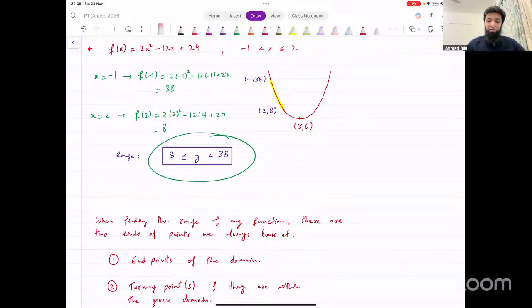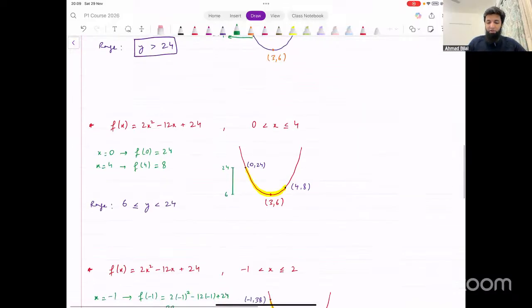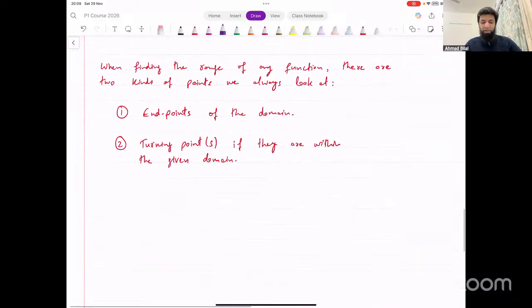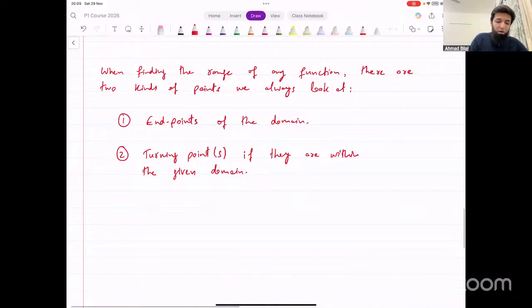But when it does fall in the interval, when it does fall in the domain, like in this case, the turning point was within the domain, then you have to consider the turning point as well. So there are two types of points that you will always consider when finding range of functions: endpoints of the domain and the turning points of the function. Okay, you'll see this pattern in the other kinds of functions that we will discuss in the next couple of classes as well now, inshallah.